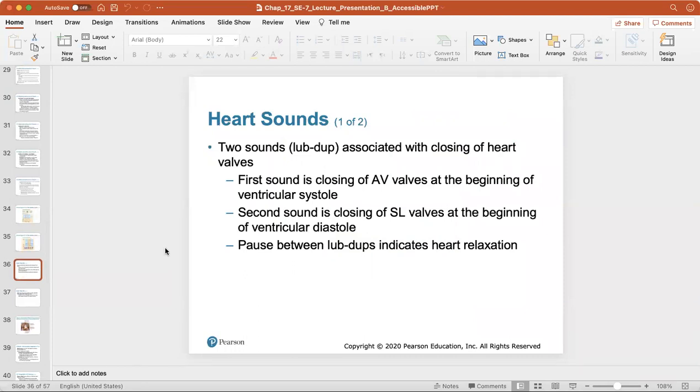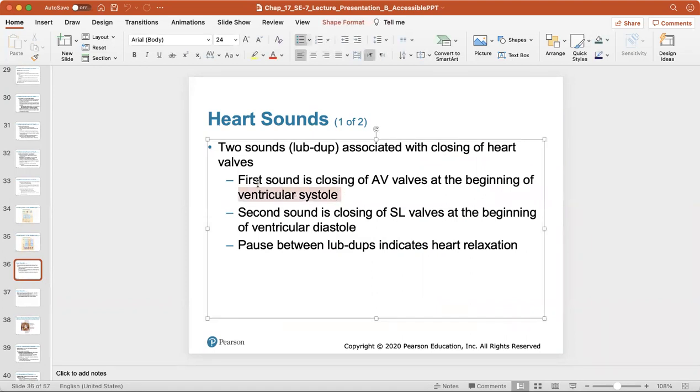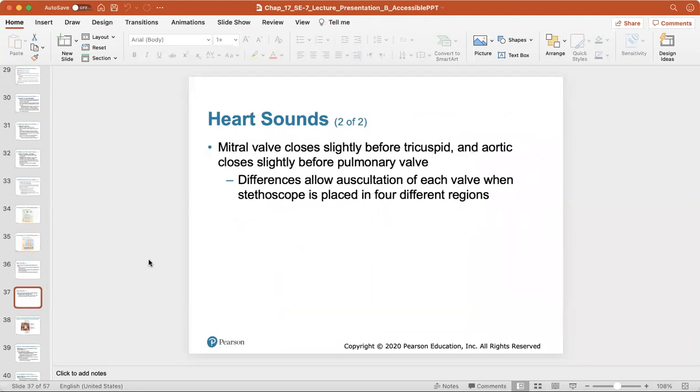Heart sounds are the lub-dub sounds associated with closing of the heart valves. The first sound is the closing of the AV valves, and the second sound is the closing of the SL valves. There's a pause between lub-dubs, which indicates heart relaxation.